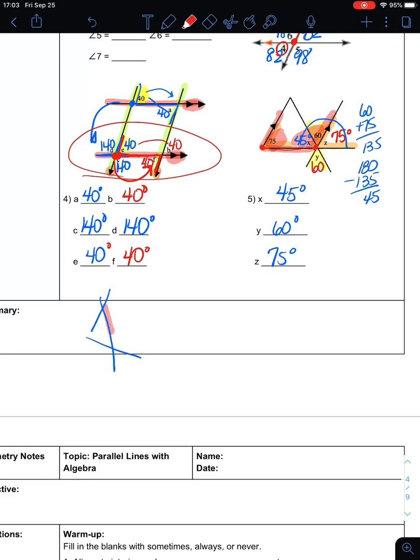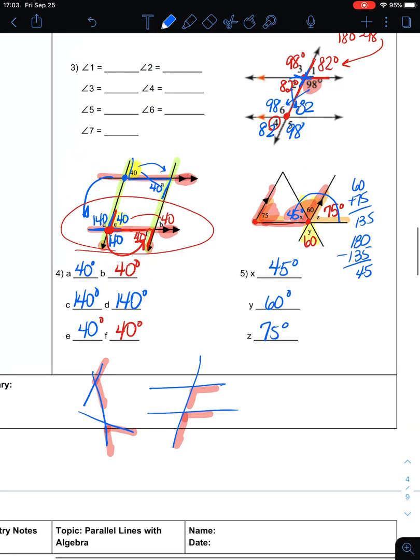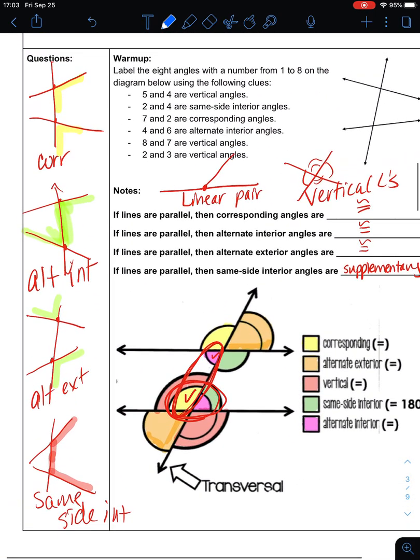So again, angles can be corresponding and not be congruent. These two angles are corresponding, but they're not congruent. But as soon as I make those lines parallel, then those angles become congruent. And so having those parallel lines gives us a lot of room to solve these problems. And don't forget vertical angles and linear pairs. So we need all 6 of these angle pairs to solve these problems. But the linear pairs and the vertical angles do not come from the parallel lines.